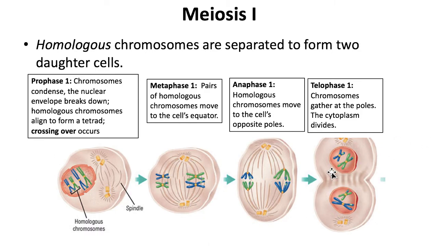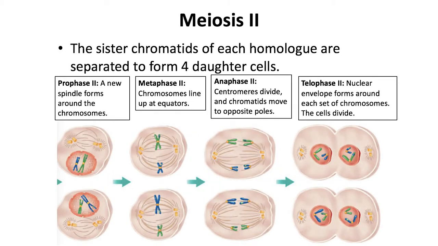So we're not done here. This is meiosis 1. We're not done. We have to do meiosis 2. Meiosis 2, we're going to do another round. So we're going to do prophase 2, metaphase 2, anaphase 2, and telophase 2.